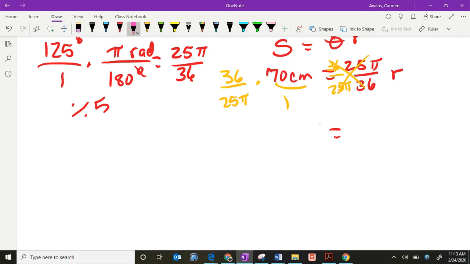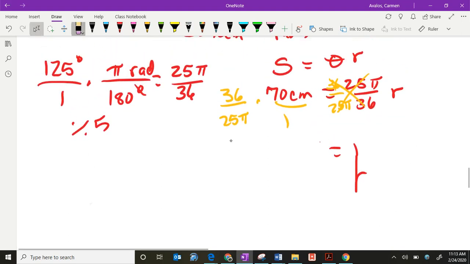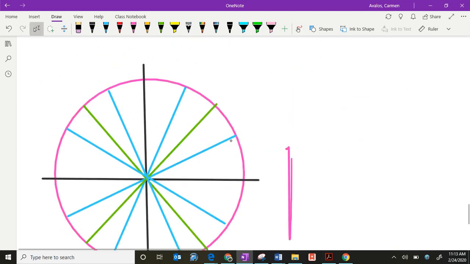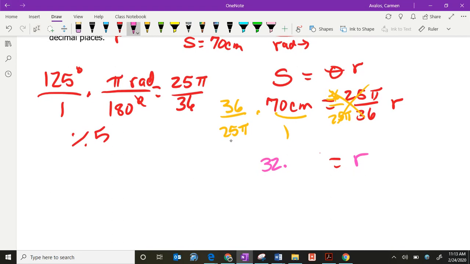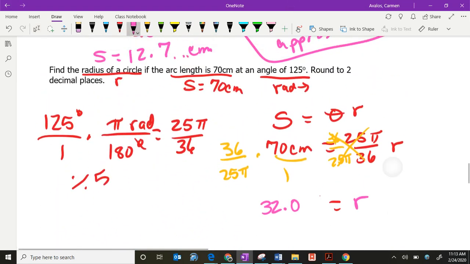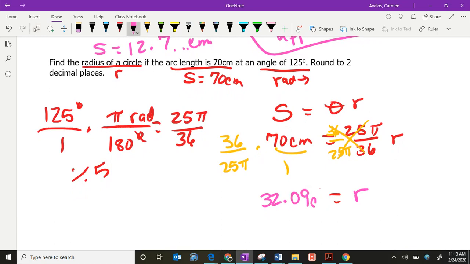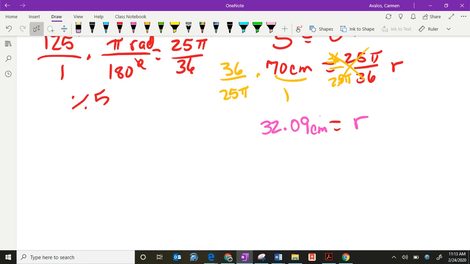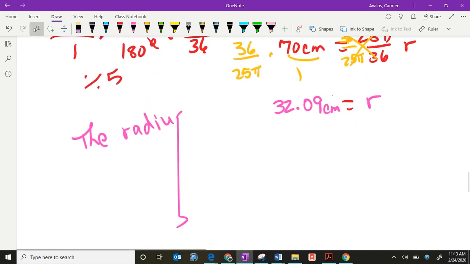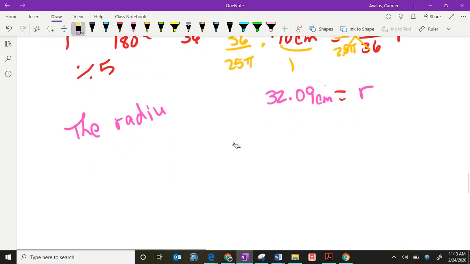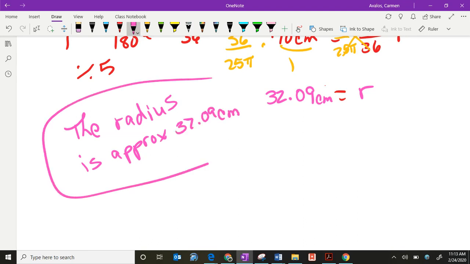And then we end up with, when you calculate it, you're going to get 32.09 centimeters. So what this one here is actually saying is that the radius is approximately 32.09 centimeters. And there you go.